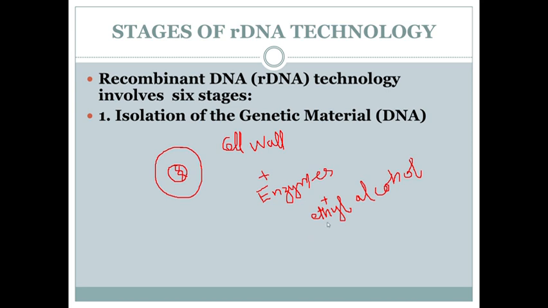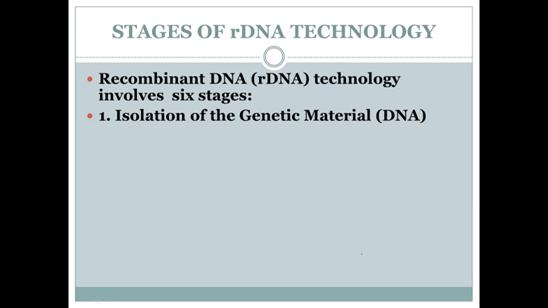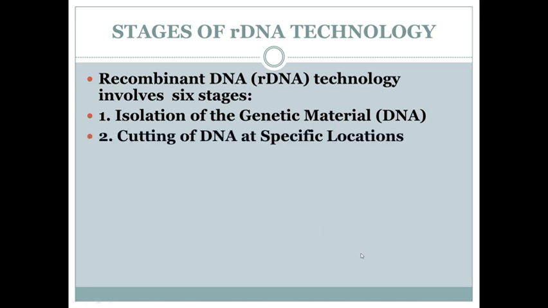Now the number second stage or second step of recombinant DNA technology is the cutting of DNA at specific locations. Now DNA is to be cut at specific locations. For that reason, we use special types of enzymes which are popularly called molecular scissors. These molecular scissors are nothing but special types of endonucleases called restriction endonucleases.